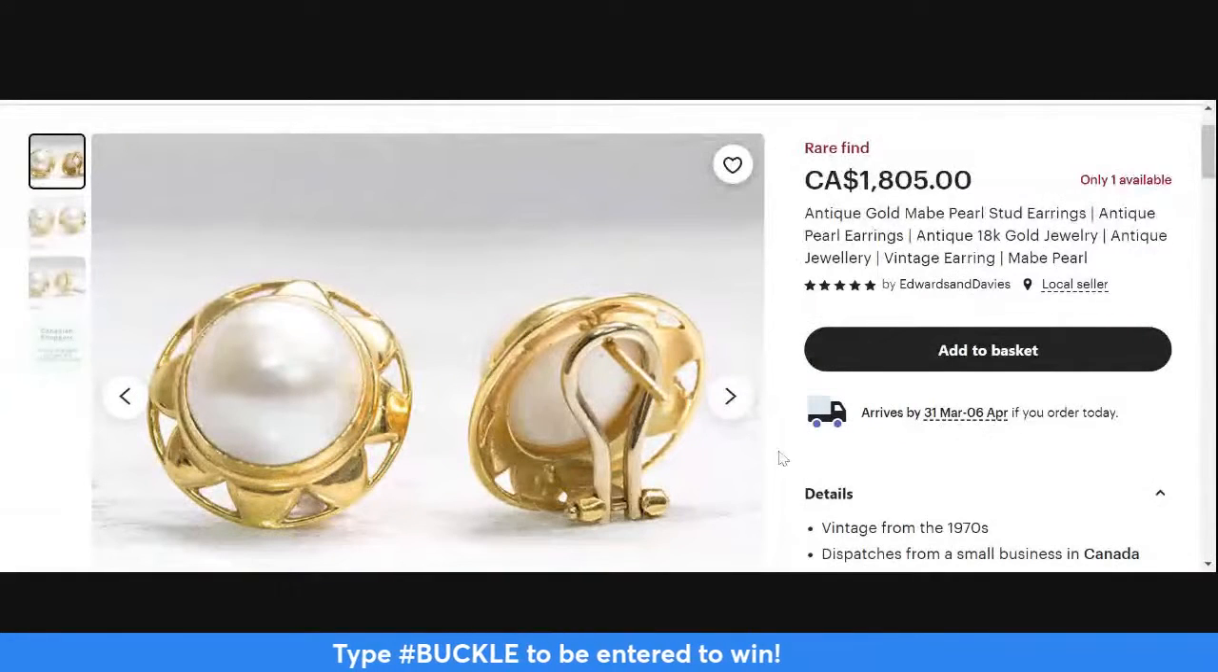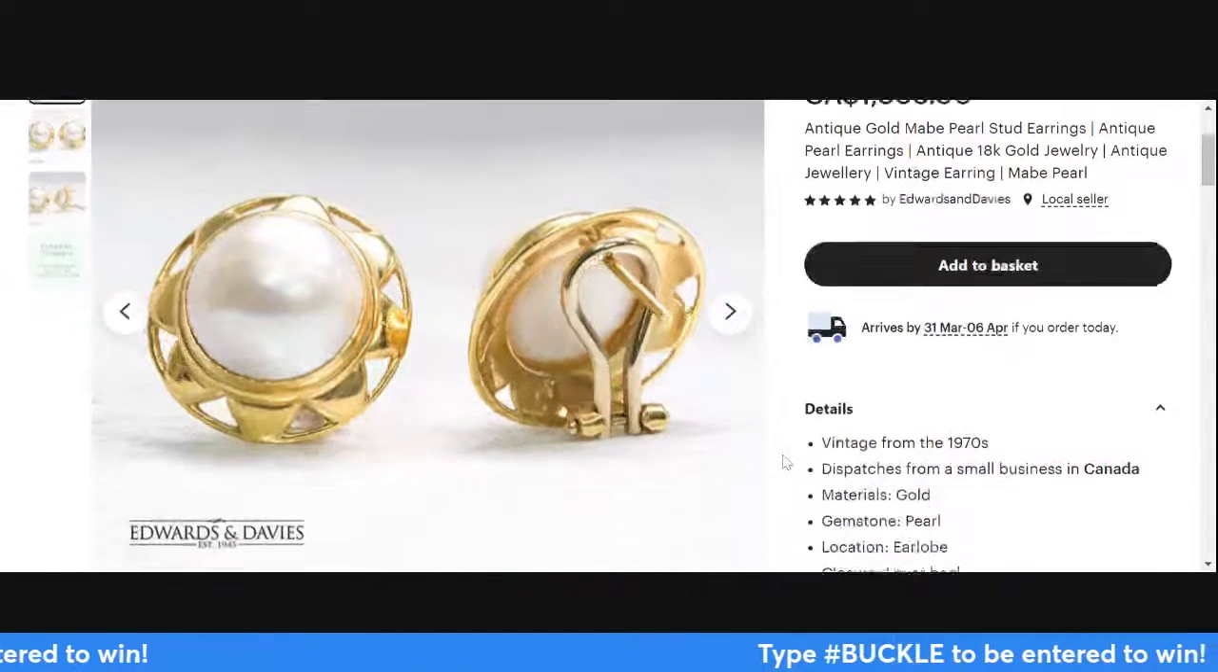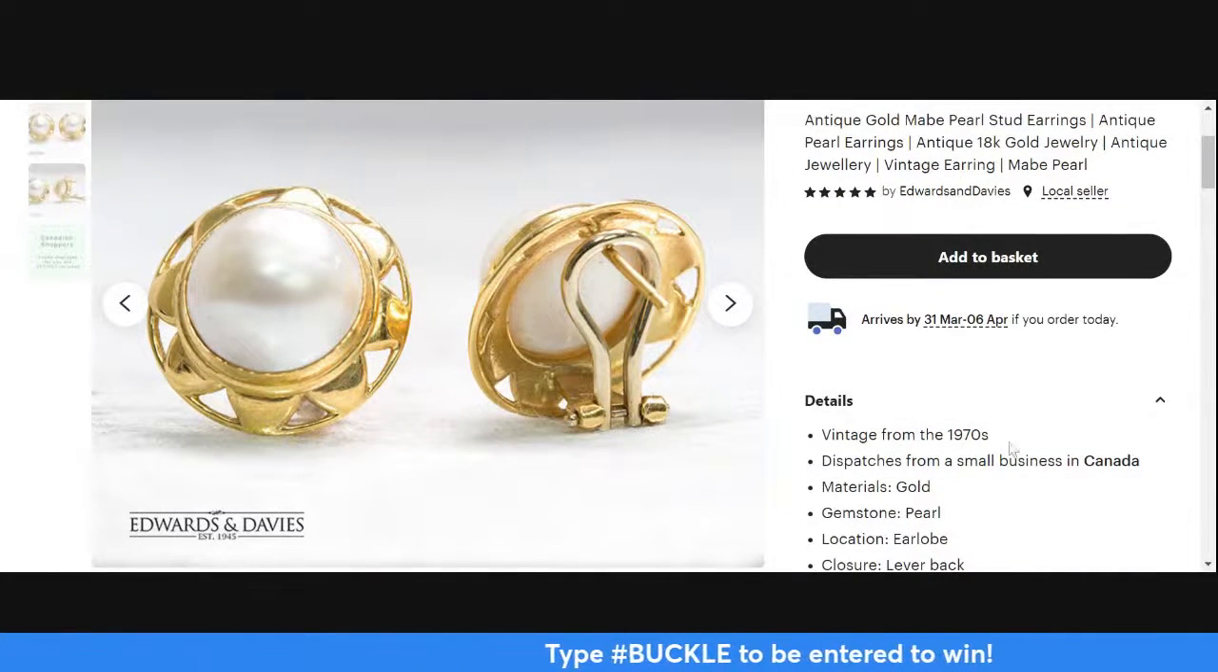We are last going to look at another beautiful pair of earrings. And this comes from a seller that has a lot of pieces that they've marked as being antique in their shop. And here we have them. So we have some antique gold Mabe pearl stud earrings, antique pearl earrings, 18K. Later though, they do say 1970s, which is smarter in their listing.